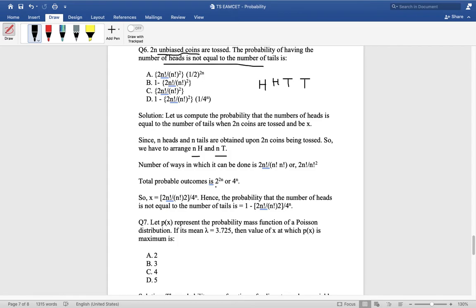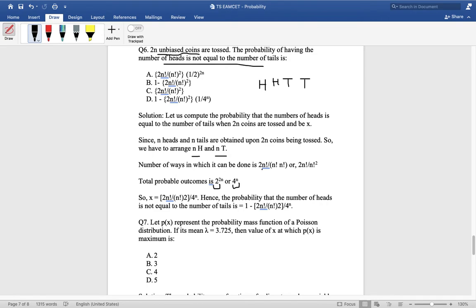Total number of outcomes will be what? For each coin toss you can have either head or tail, so 2 outcomes. When you toss it twice, that will be 2 into 2, that is 4 outcomes. If you toss it 2n times, you will get 2 raised to the power 2n outcomes, or 4 raised to the power n.